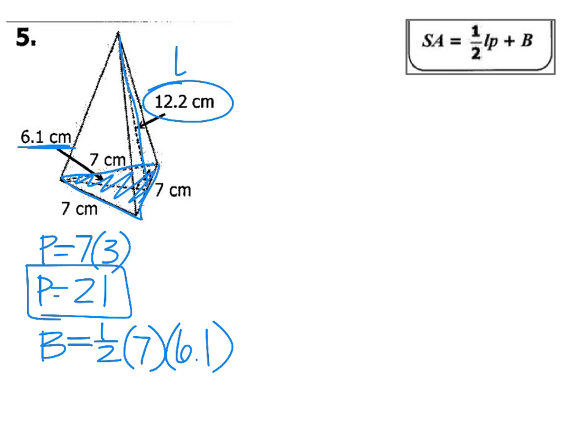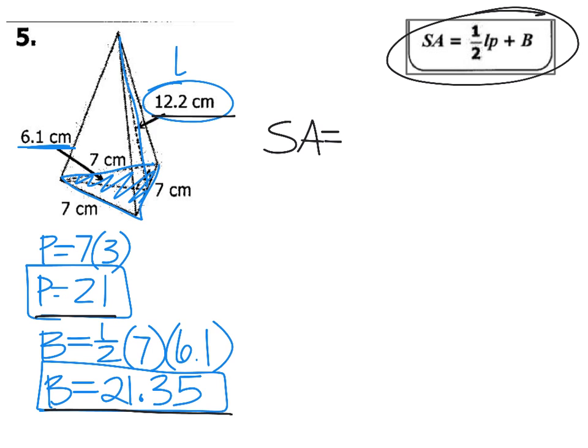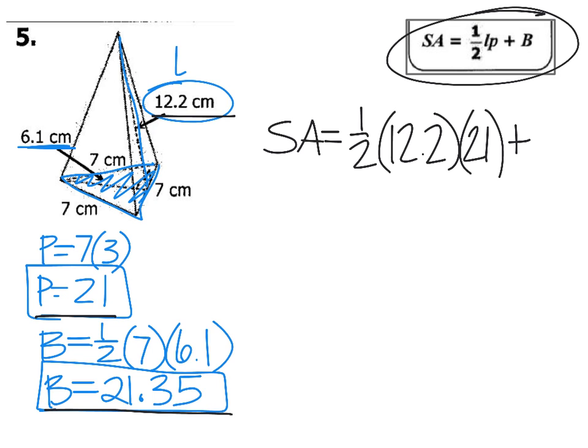All right, then we let our calculator do all the hard work. 1/2 times 7 times 6.1. The area of our base equals 21.35. All right, now we got all the information we need. We've got our perimeter, we've got the area of our base, and we've got our slant height. Plug it into our formula. So surface area equals 1/2 times our slant height is 12.2. Our perimeter is 21 plus the area of our base, 21.35.